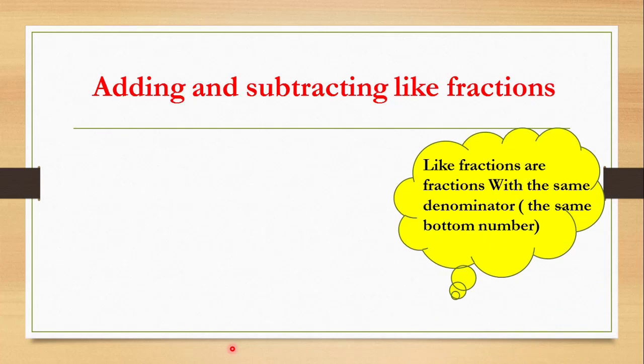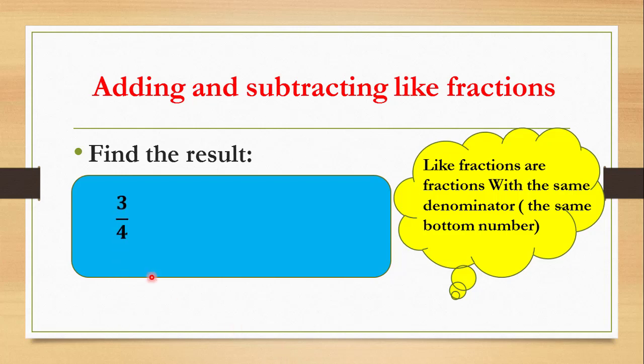Like fractions are fractions with the same denominator. It means they have the same bottom number. Okay, the same bottom number. For example, here we have 3 over 4. The denominator is 4, plus 1 over 4. The denominator is also 4. So we have two like fractions, 3 over 4 plus 1 over 4.